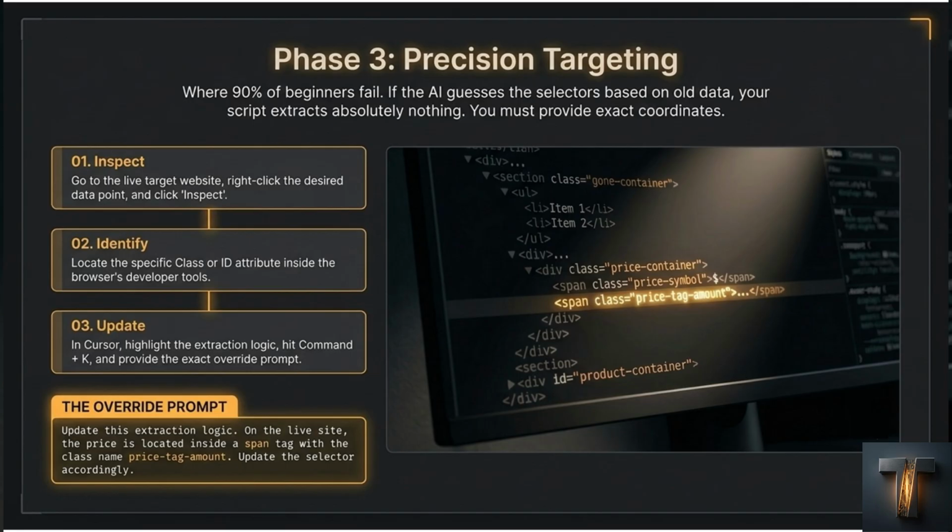Go to your target website. Right-click the data point you want, like the product price, and click Inspect. Look at the highlighted line of code in your browser's developer tools. Look for a class name or an ID.